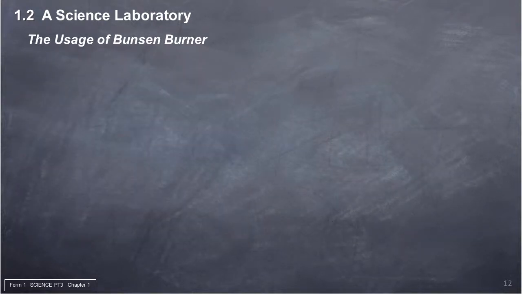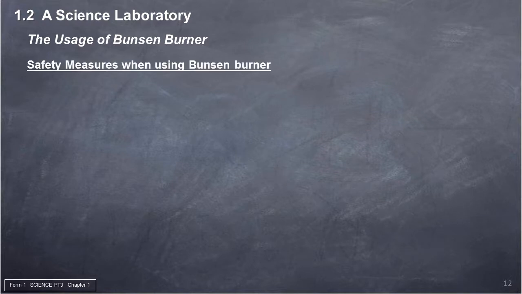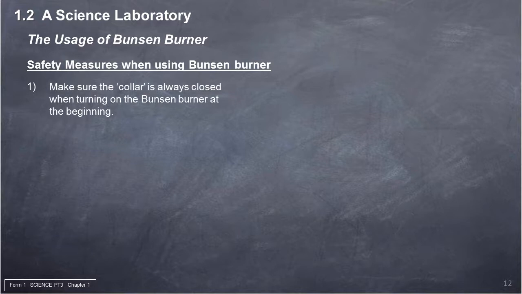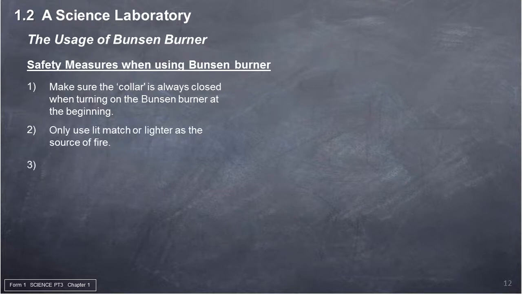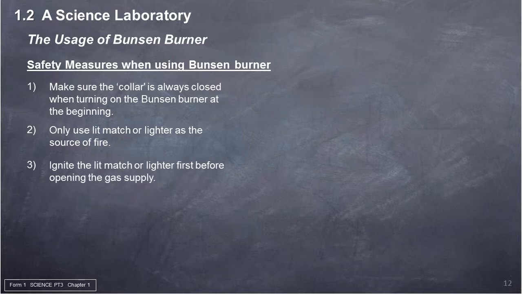The usage of Bunsen burner. Safety measures when using Bunsen burner. 1. Make sure the collar is always closed when turning on the Bunsen burner at the beginning. 2. Only use lit match or lighter as the source of fire. 3. Ignite the lit match or lighter first before opening the gas supply.